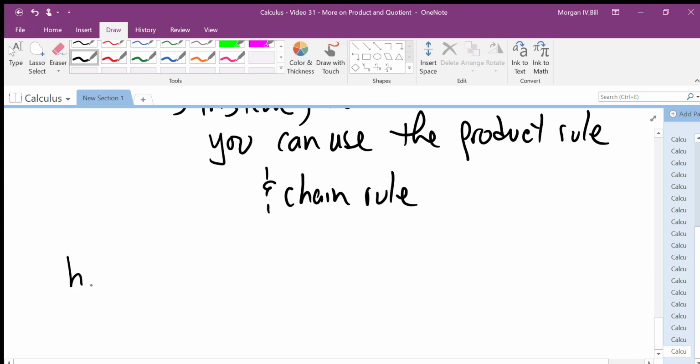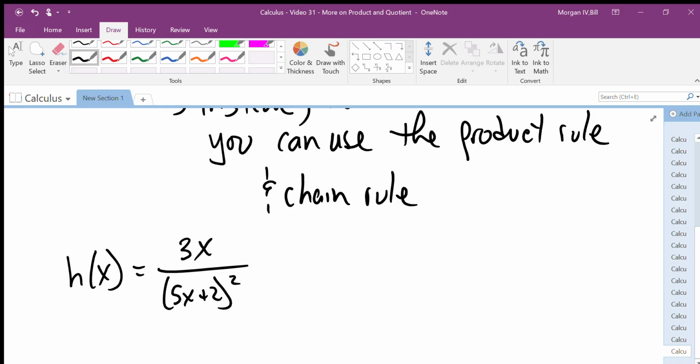Let's say we have h of x, and let's do a quotient rule. That is 3x over 5x plus 2 squared. Definitely a quotient looking problem. And we could absolutely do the quotient rule. In fact, let's do the quotient rule just to make sure our answers are the same.